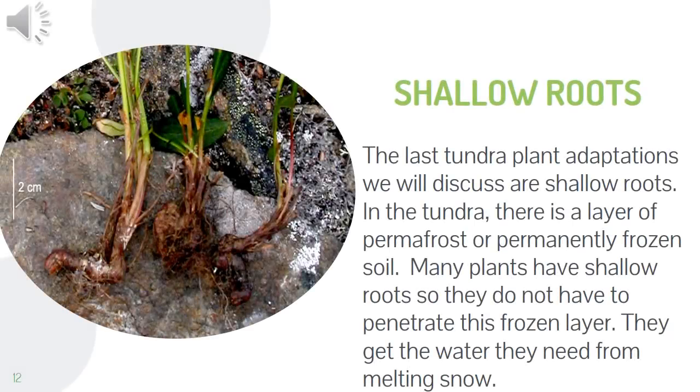The last adaptation that we're going to discuss for plants in the tundra regions is the fact that a lot of them have shallow roots. The shallow roots are because there's a layer of soil that's permanently frozen, called permafrost, if you go down very deep at all. And so the shallow roots allow the plants to take advantage of the soil that's right on top that's not frozen. It also allows them to get the water that they might need from any melting snow. So they're not going to be able to have roots that go down very deep because of the permanently frozen soil, or permafrost, that's there.